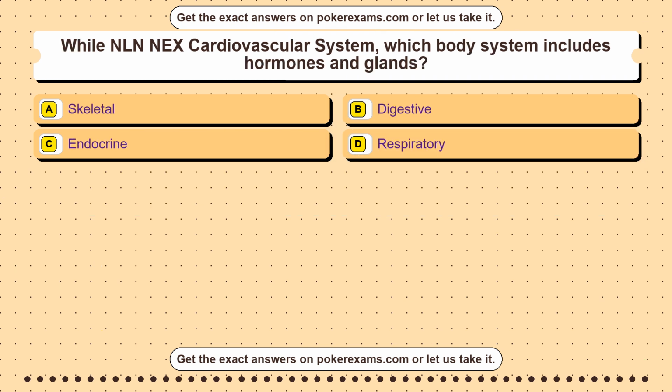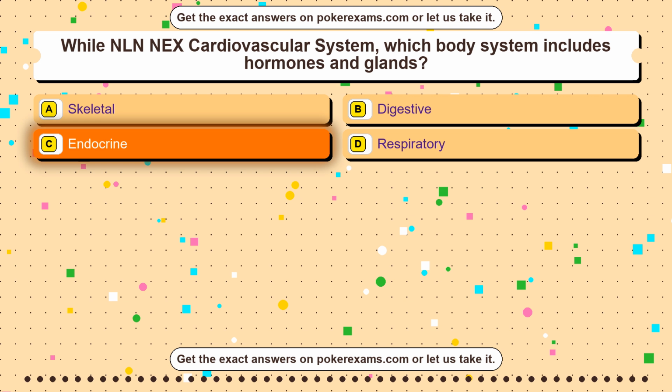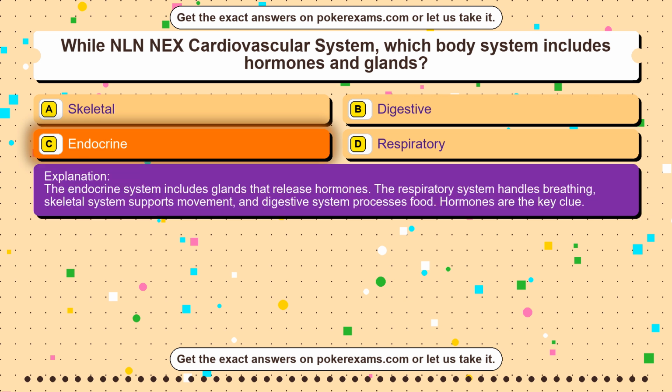Question 7. While NLN NEX Cardiovascular System, which body system includes hormones and glands? Option A, skeletal. Option B, digestive. Option C, endocrine. Option D, respiratory. The correct answer is option C, endocrine. The endocrine system includes glands that release hormones. The respiratory system handles breathing, skeletal system supports movement, and digestive system processes food. Hormones are the key clue.